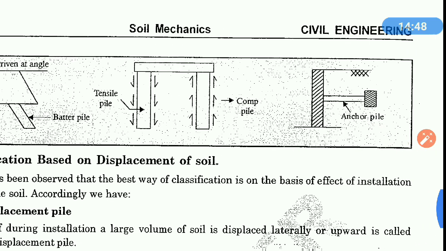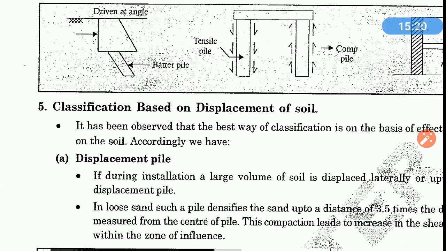In this figure you can see the tensile pile, compressive pile. In the same structure we can use tensile pile or compressive pile, like in the case of a tall building subjected to wind load, the pile in the windward direction may be subjected to tensile force, and the pile in the leeward direction may be subjected to compressive force. So these two types of piles can be used in a single structure.